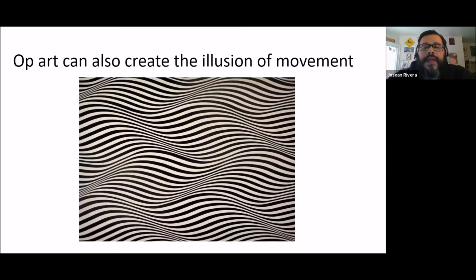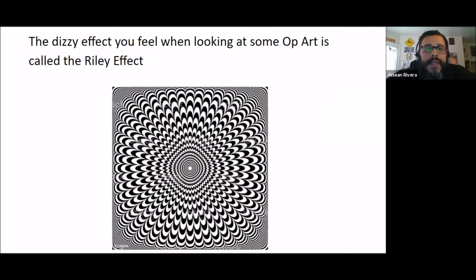Op art can also create the illusion of movement. So if you stare at this image, it appears to be moving along like waves. The dizzy effect that you feel when you look at some op art is called the Riley effect. It's named after the artist Bridget Riley, who helped make op art very famous in the 60s and 70s.